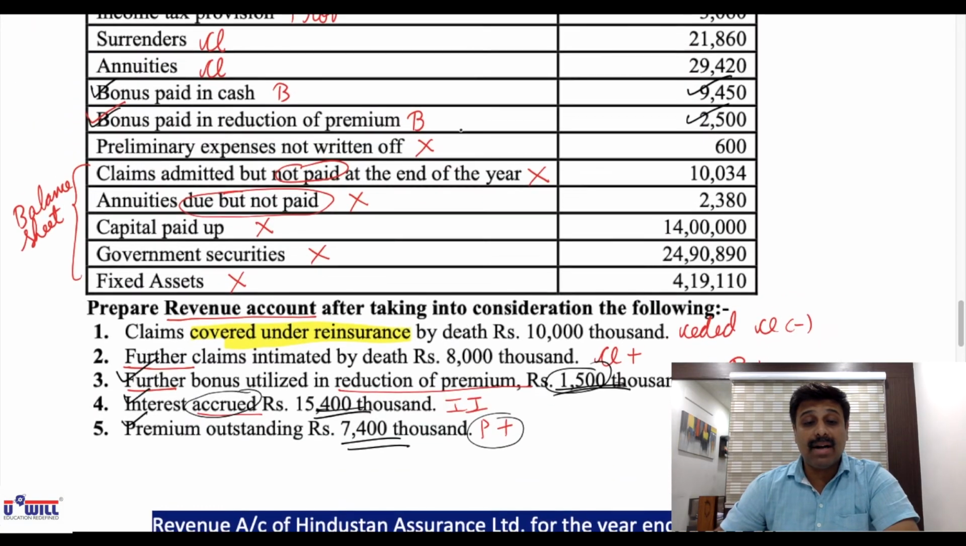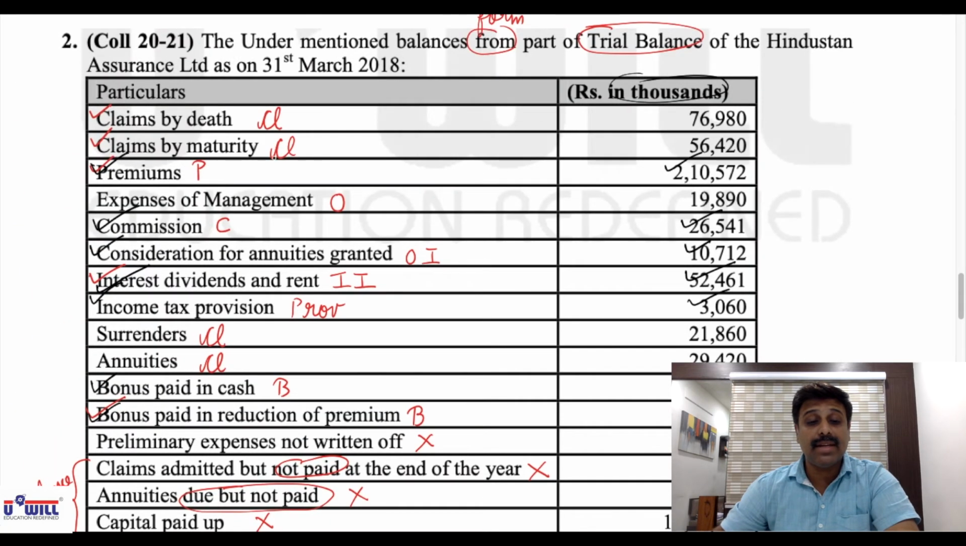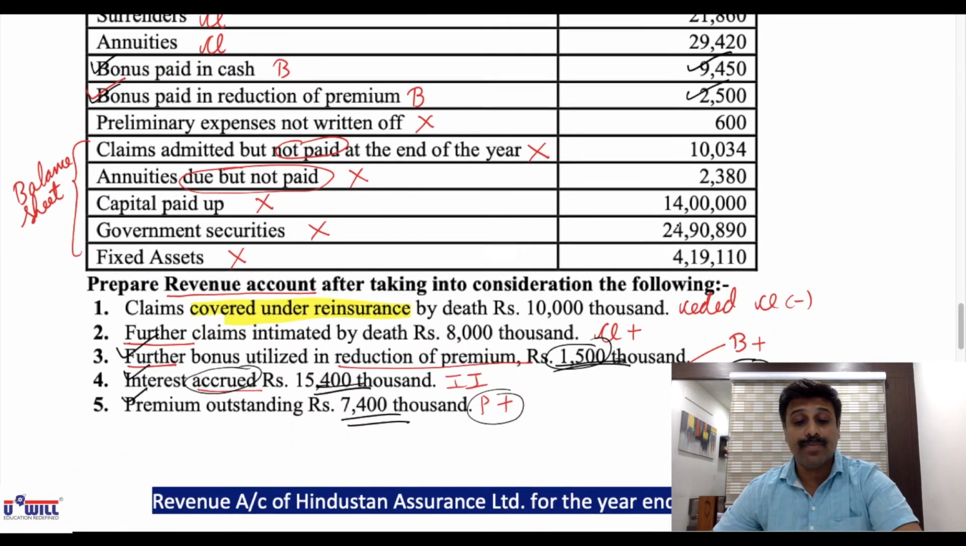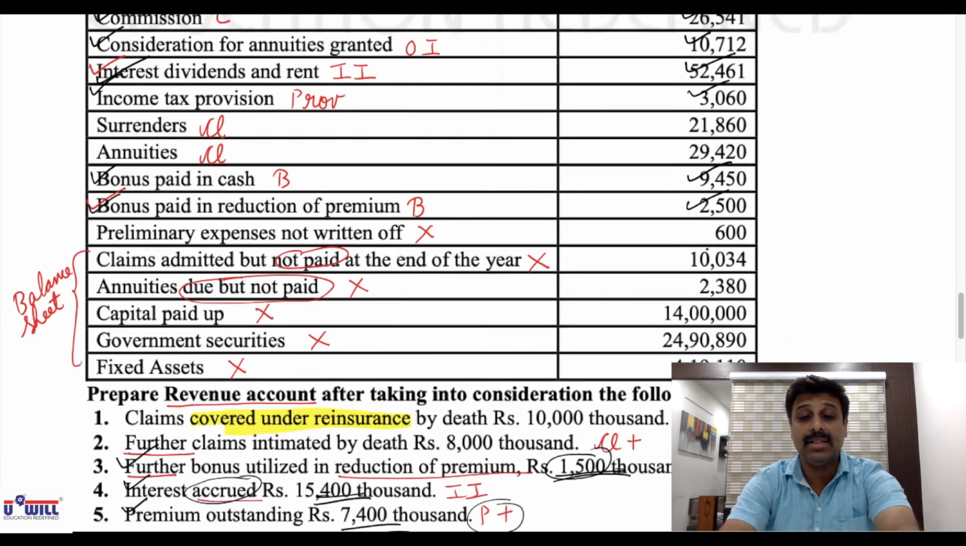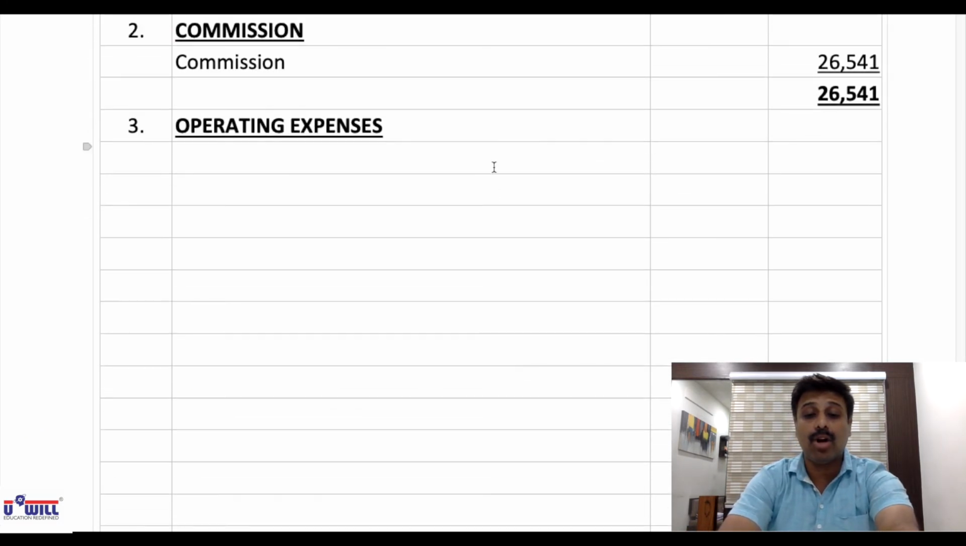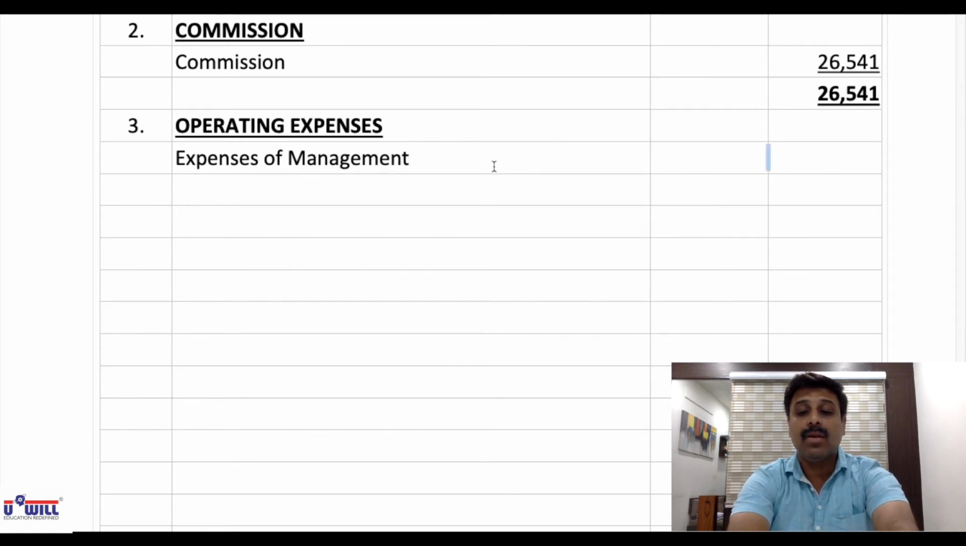Then after commission we have operating expenses. Now all items marked as O, that is operating expenses, we will take expenses of management 19890. There is no other item marked as O. Here also only one item 19890. So directly we'll write in outer column expenses of management 19890 and total also 19890.